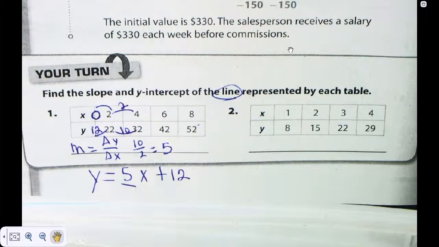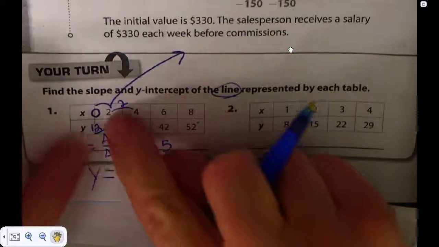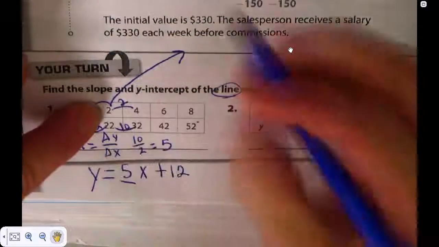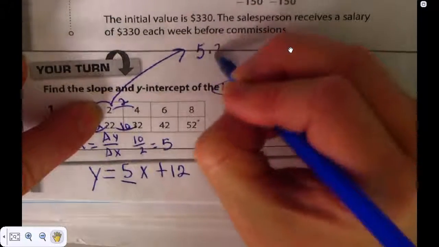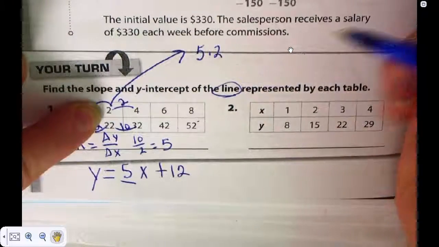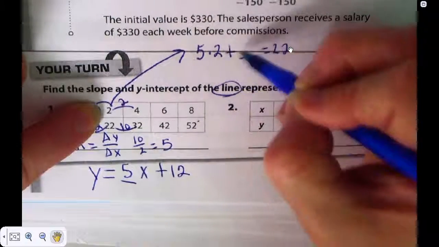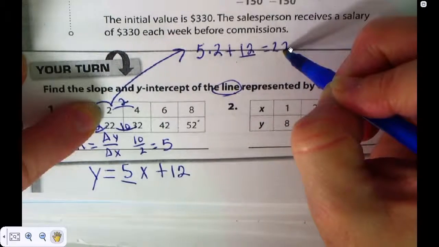If you don't understand that, then look, I'm going to take this right here, the 2, the 22. I know I'm going to multiply 5 times 2 to get 10. 5 times 2 is 10. So plus what gives me 22? 10 plus 12 gives me 22.